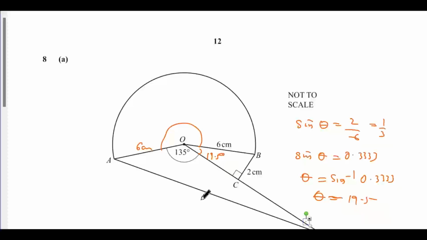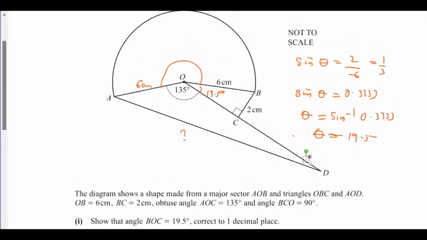Then we want to find AD, so here is the unknown, so we need to get OD, so that will make it possible for us to use the cosine rule. But before we can find OD, we need to find OC, and then OD will be twice OC. So using Pythagoras theorem, we can find OC. So let's go to the next page.